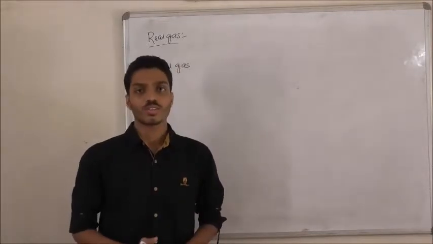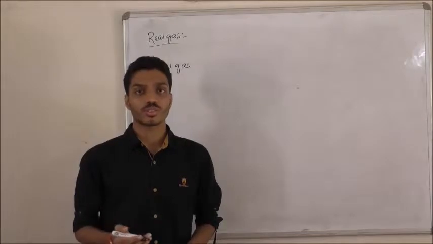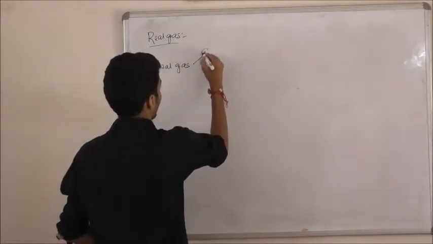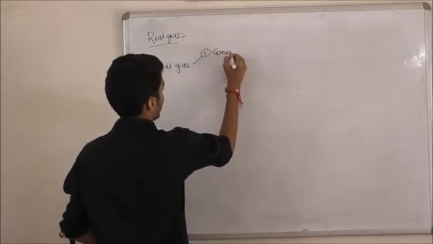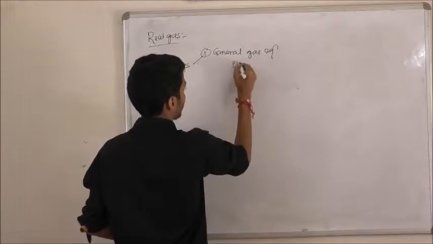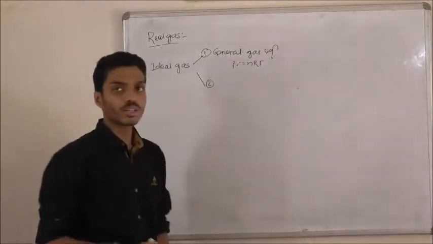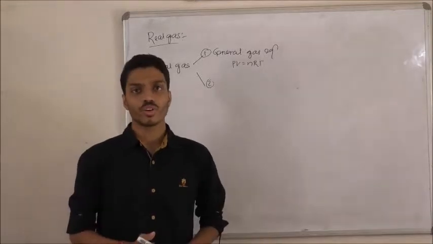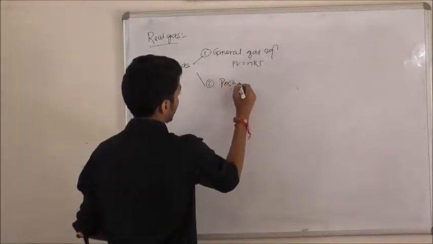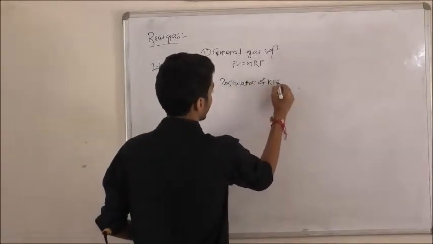Ideal gas is a gas which obeys two things. First one is the general gas equation, that is PV is equal to nRT, and the second one is all the postulates of kinetic theory of gases.